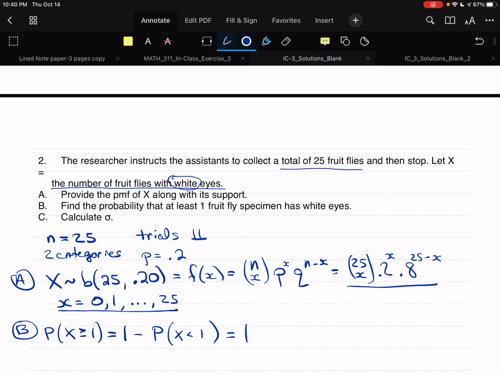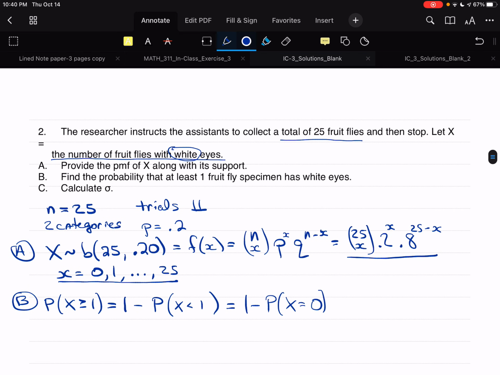Well, for the binomial, this is 1 minus the probability that x is equal to 0. Only one value can be less than 1, and that is 0. So I'm going to use 1 minus and then plug in the PMF, because sometimes it's easy to forget to plug the answer for probability x equals 0 back into the equation. I find that students give me the probability of the complement event, not the event that's been asked for. And that's a very different probability. So this is going to be 1 minus 25 choose 0, 0.2 to the 0, 0.8 to the 25 minus 0.